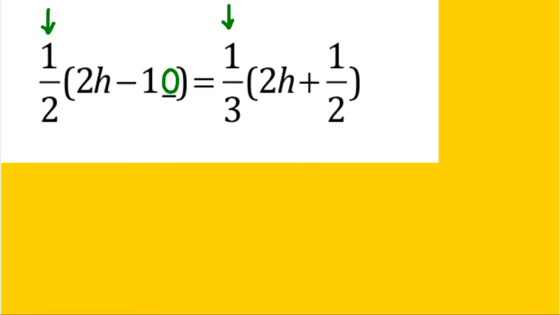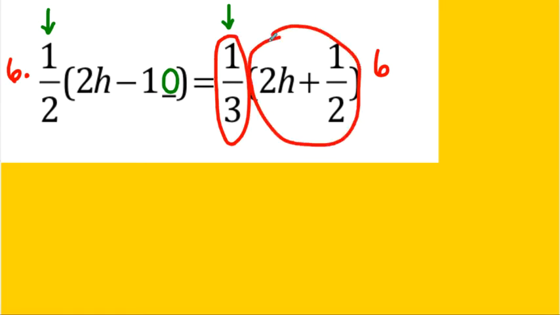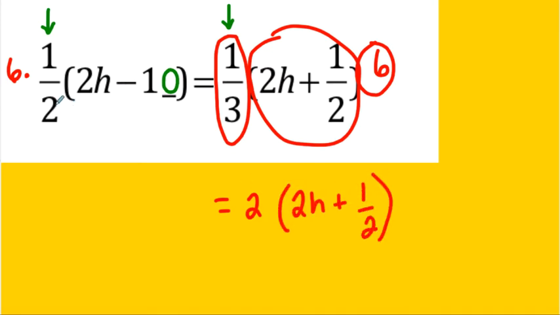All right, so the lowest common denominator of those outer terms would be 6. So I'm going to multiply this side by 6, and I'm going to multiply this side by 6. Now, you have to remember, this is a term, this is a term, and this is a term. So you only have to multiply the 6 once. And so I'm going to multiply it to the 1/3, which is going to give me on this side 2 times 2h plus a half. Okay? On this side, the 2 is going to go into the 6 3 times. And I'm going to get 3 times 2h minus 10.